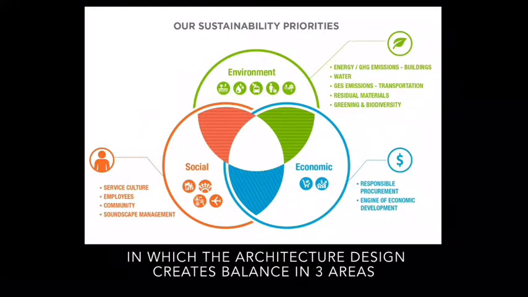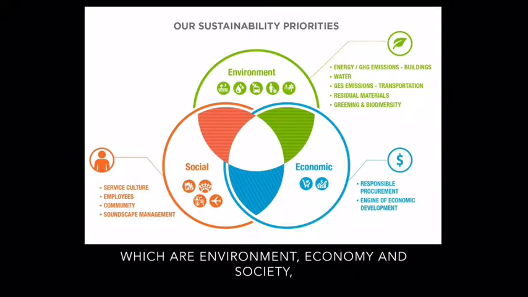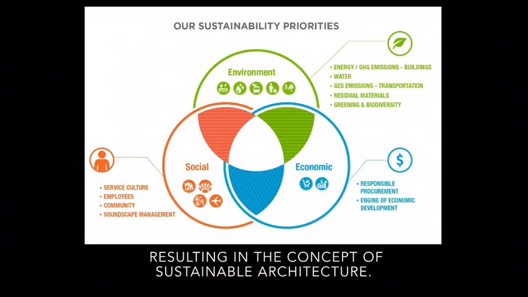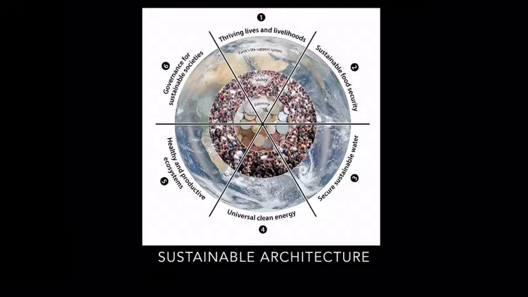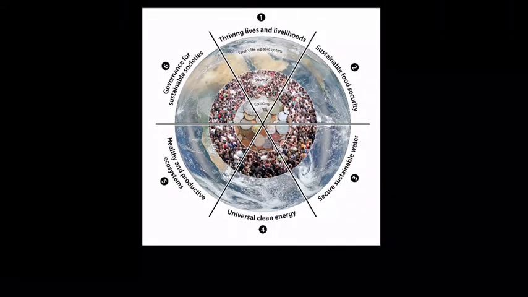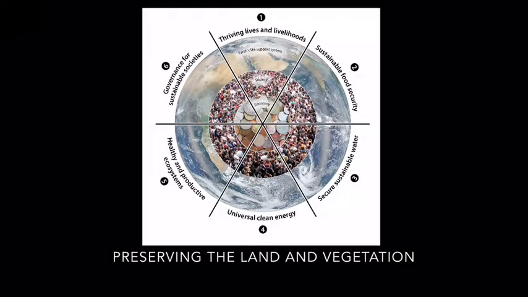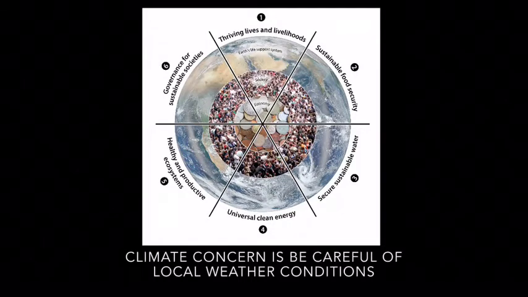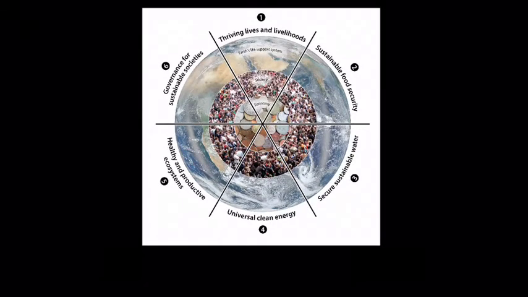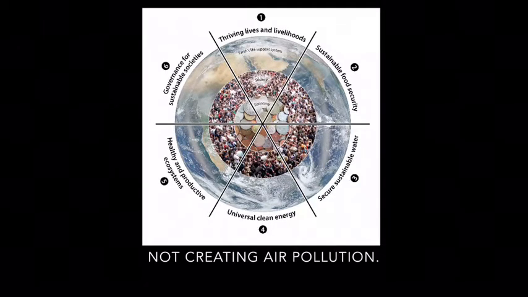In which the architecture design creates balance in three areas, which are environment, economy and society, resulting in the concept of sustainable architecture. Sustainable architecture: Ecological concern is respect for the location, preserving the land and vegetation. Climate concern is being careful of local weather conditions, not creating air pollution.